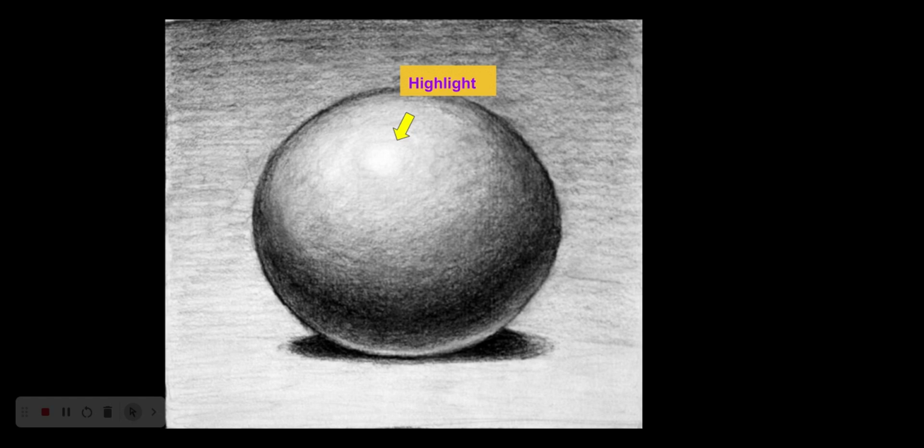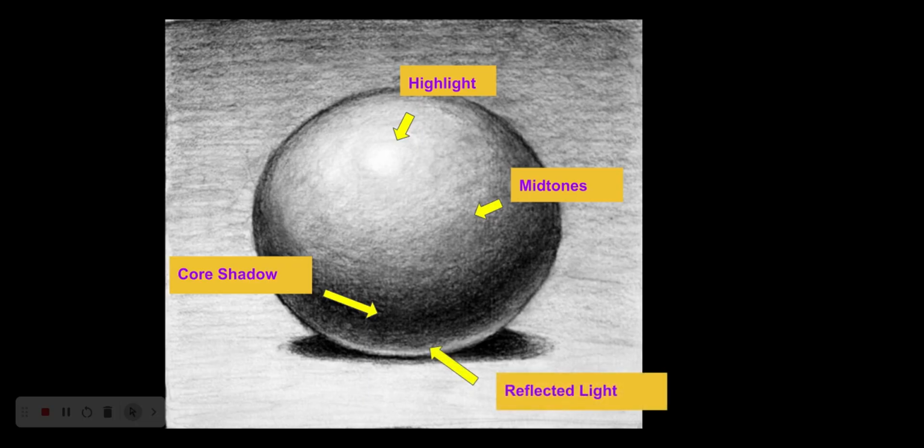So this is the highlight. Again, it's the pure white part of the form. We have our midtones, which is that transition of lighter grays to darker grays. Again, the highlight is created due to the light source. Then we have a core shadow, so those midtones eventually curl and they become the darkest part of the form. And then we have reflected light, which is created due to the light bouncing from the table or the surface back onto the object itself. And then we have the cast shadow, which is created due to the object blocking some of the light from the light source.